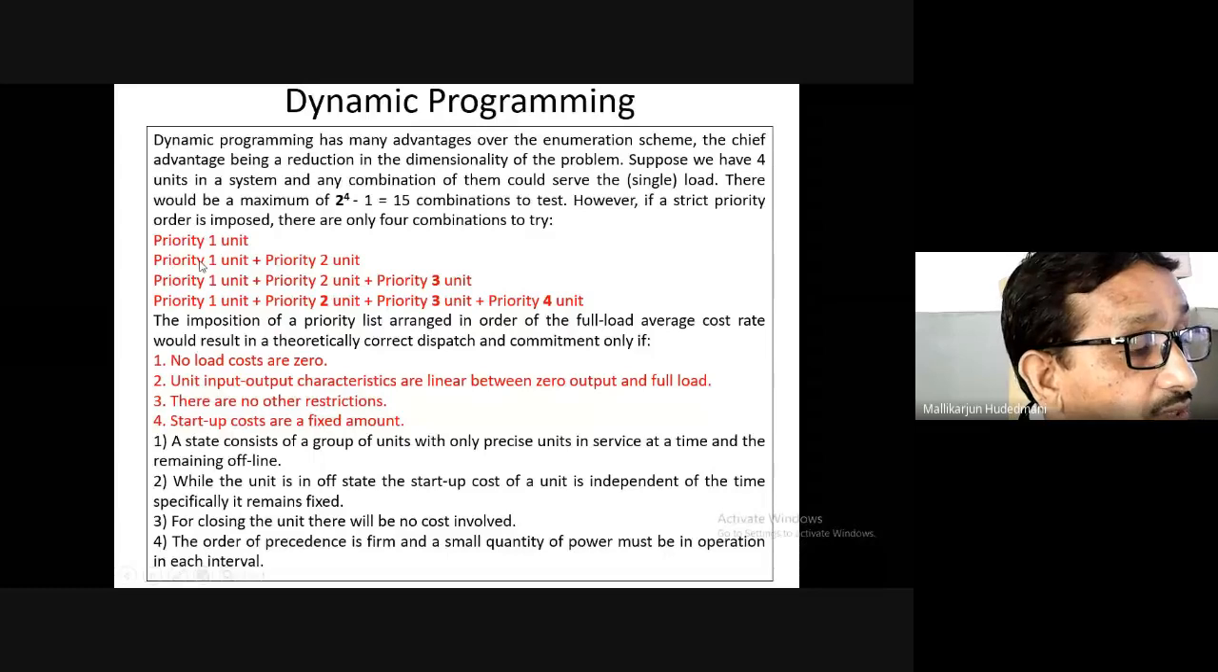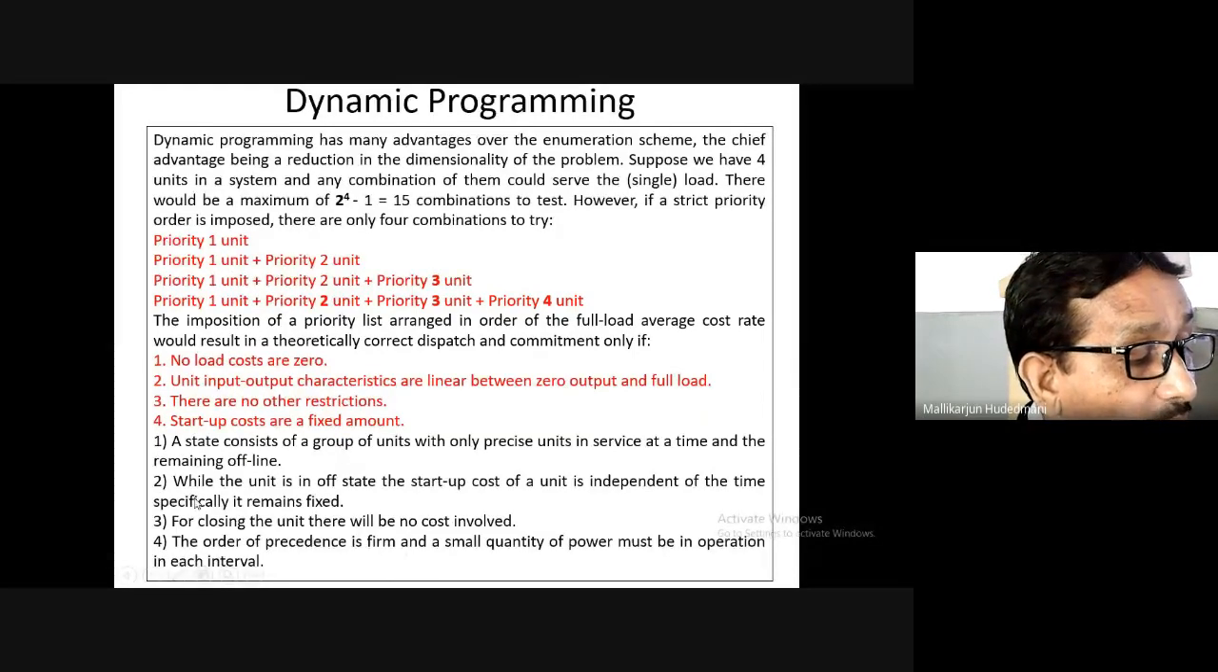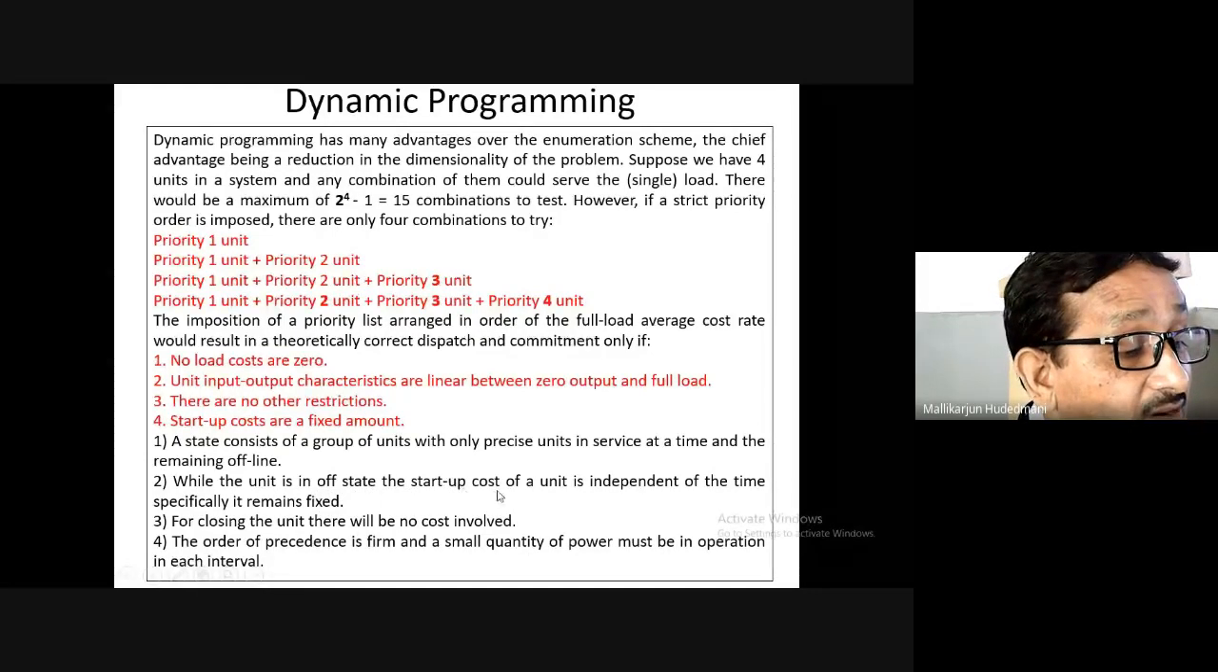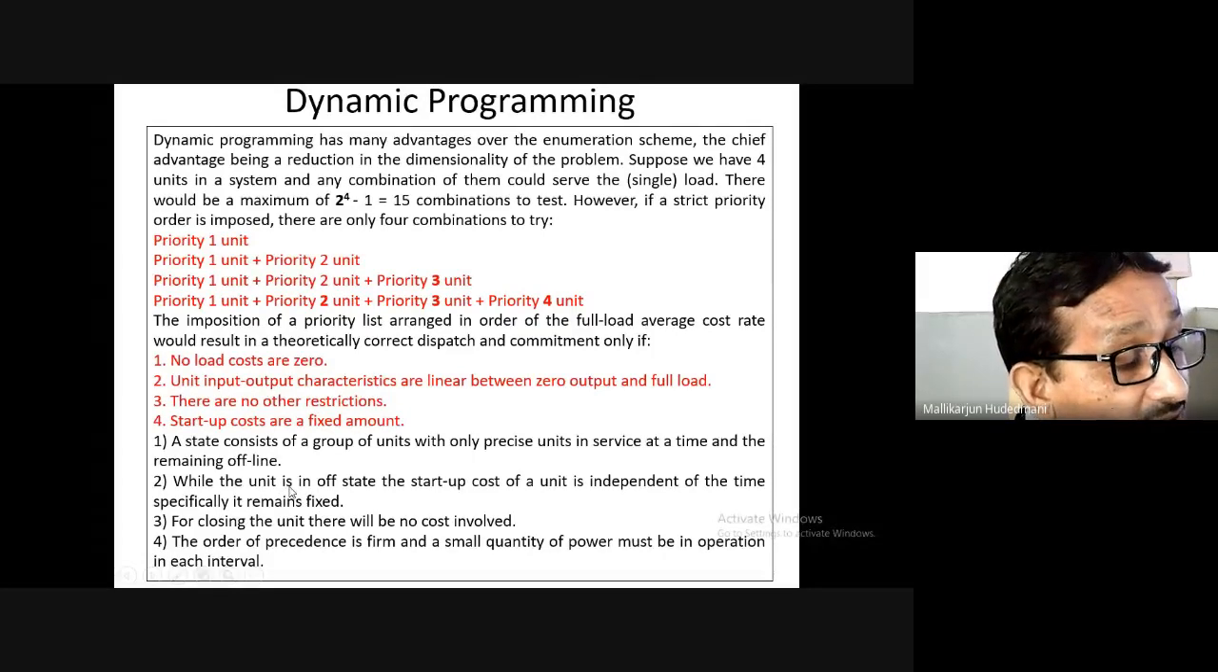Suppose decision number 2. Precisely, decision 1 numbered unit, precision 2 means decision 2 combined with this unit is only 2 units are functioning, rest 2 are off. That's the meaning of it. While the unit is in off state, the startup cost of the unit is independent of the time. Specifically, it remains fixed.